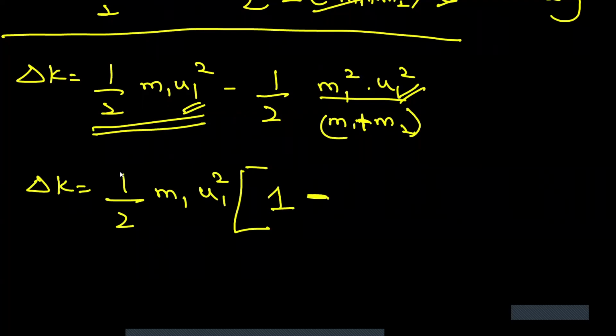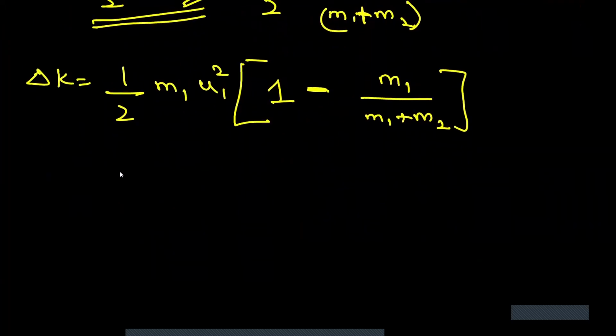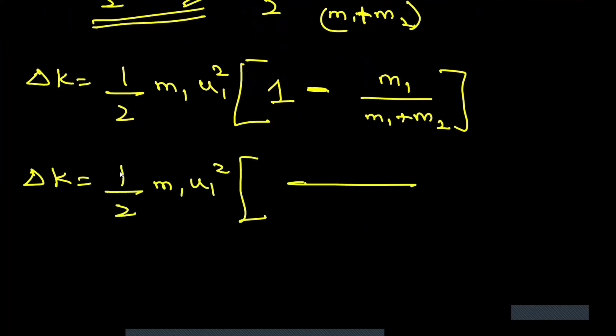Half I took outside anyways. M1 will be left in the second term divided by M1 plus M2. Okay, divided by M1 plus M2. Now, delta K on the left-hand side is as it is, equal to half into M1 U1 square. Take LCM inside the bracket. Inside the bracket, M1 plus M2 is the LCM.